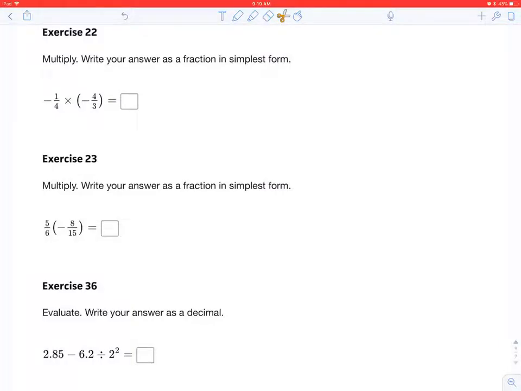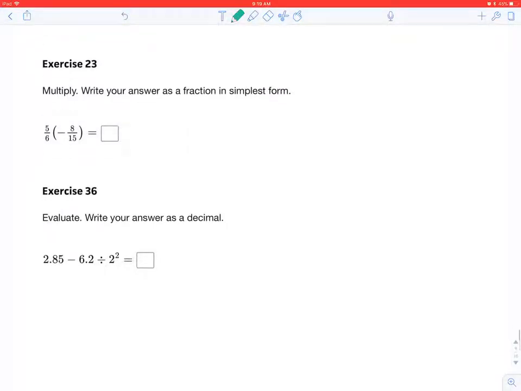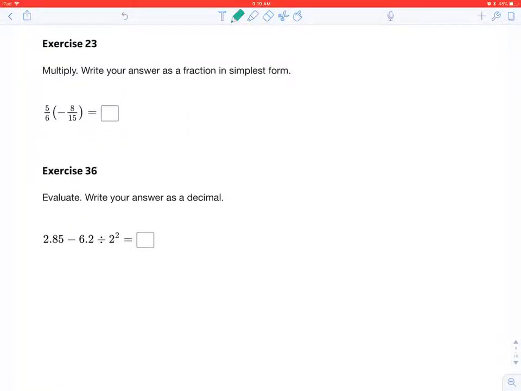Exercise 22, I'm going to go ahead and let you simplify this down, but I just want to give you the hint of using that butterfly trick right there on those 4s. The 4s will both simplify by 4 into 1s, so I'm going to leave you with that. Same thing here, we're doing some multiplication. Again, I want you to practice that butterfly effect right here on the 6 and the 8 and the 5 and the 15. So make sure you practice that.